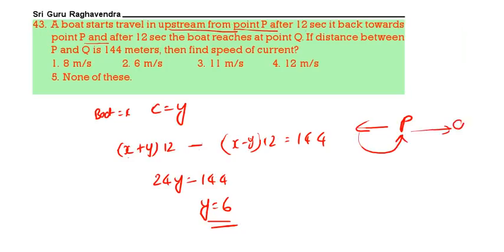Again it is traveling downstream. So we have to take minus, since it is coming in the reverse direction. So the Y value is equal to 6 meters per second.